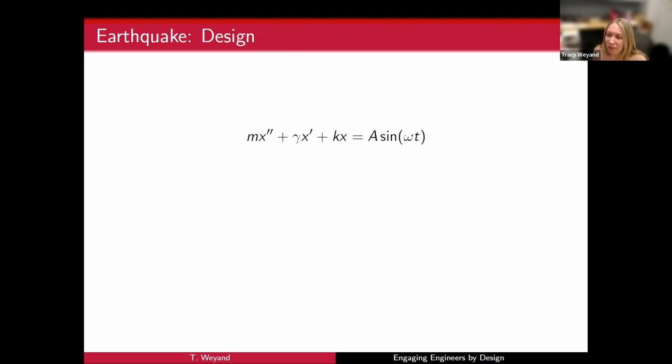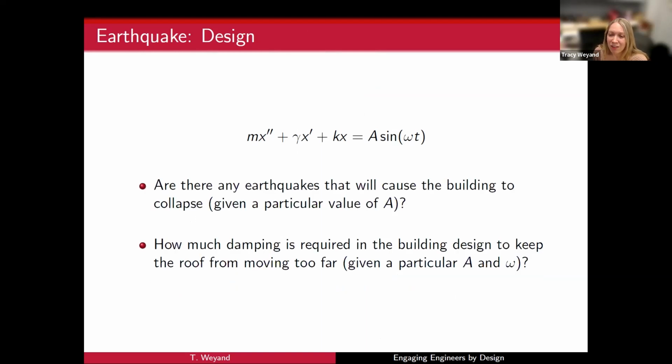So with an oscillating force, I also have them explain why this is a reasonable oscillating force for an earthquake, at least for a small period of time. They analyze this for various values of omega, as I mentioned, and here are the 2 main questions that the project leads them to.